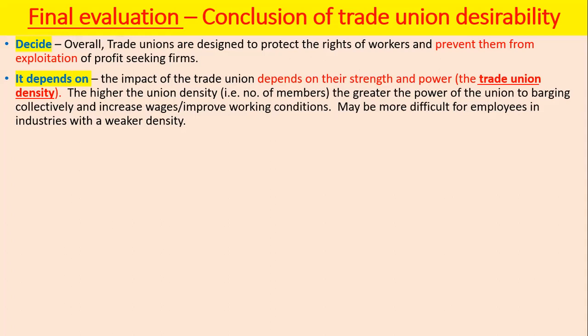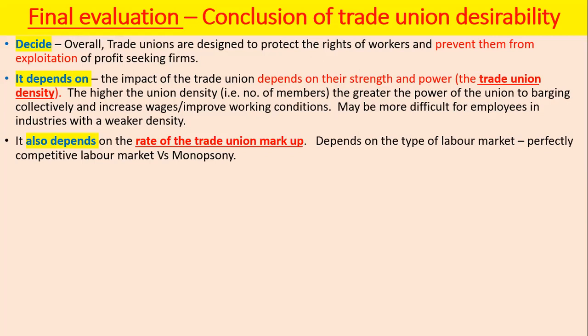It depends upon the strength and power, the trade union density. As I've said several times before in this revision presentation, the higher the union density, i.e. the number of members, the greater the power of the union to bargain collectively and increase wages or improve working conditions. It may be more difficult for employees in industries with a weaker density. So if there is a weaker density, the power of the union is much less than what it would have been before. It also depends upon the rate of the trade union markup.